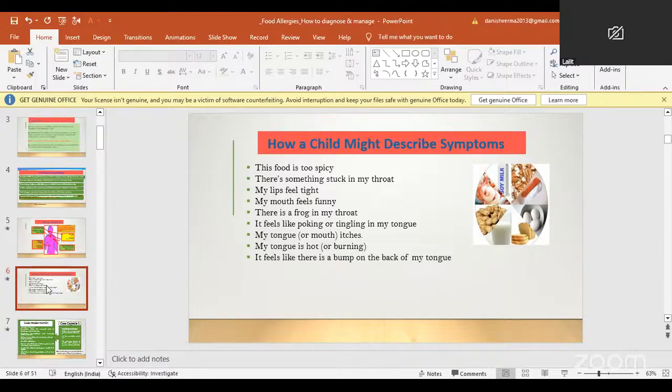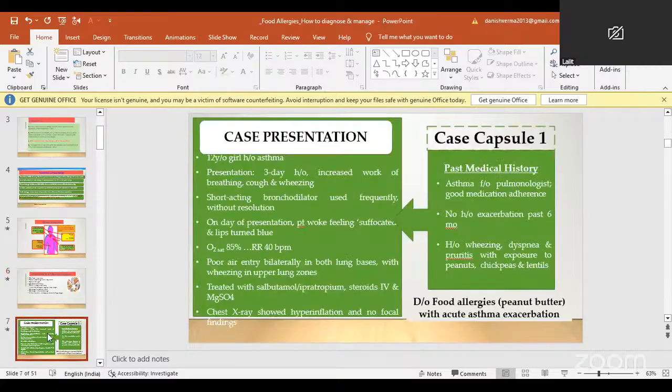So all these are subtle symptoms which the child is actually describing to the caregiver. So always keep an eye on that. Now let's look at this one case. Sorry, the answer is there because I could not do that animation, but it's fine.